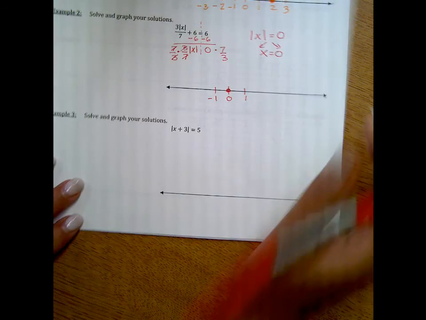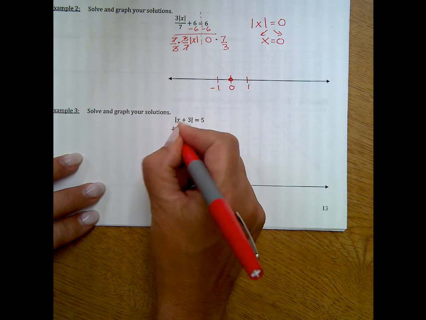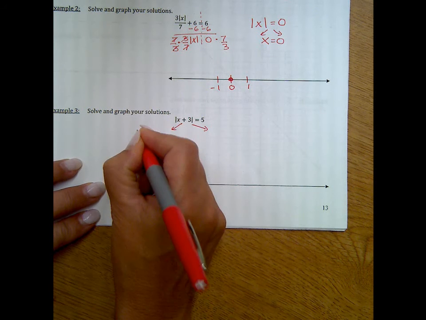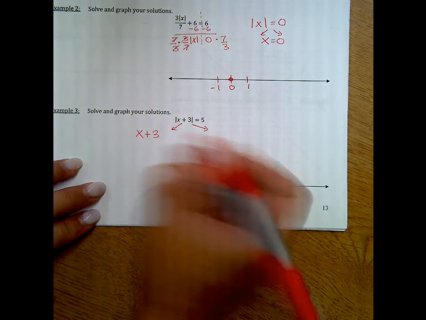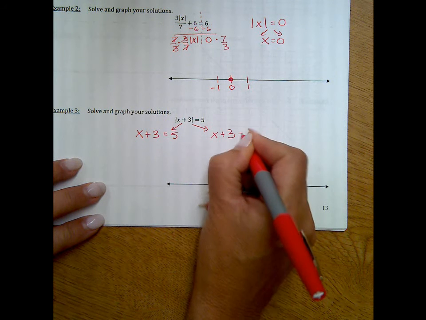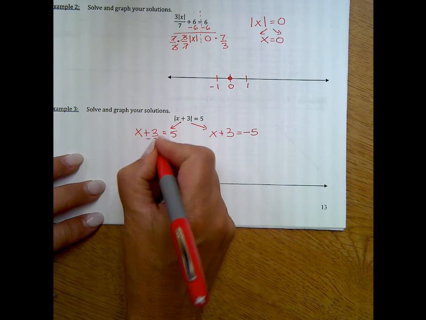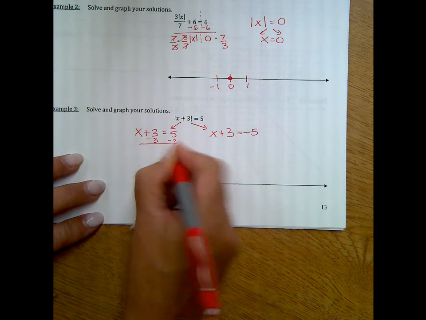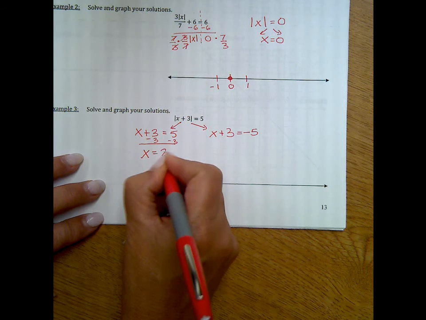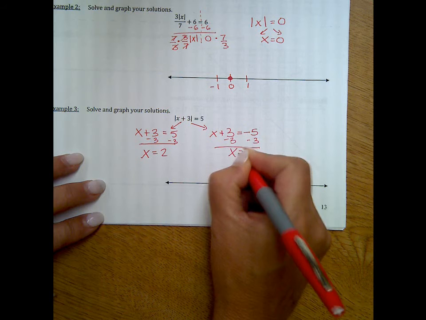Okay, so here, the absolute value is already by itself, so we can go ahead and separate this into two problems. x plus 3, what's in the absolute value, is going to either equal 5, or x plus 3 is going to equal negative 5, the opposite of that. Subtract 3 from both sides. Here we get x is 2. Subtract 3 from both sides. Here we get x is negative 5.